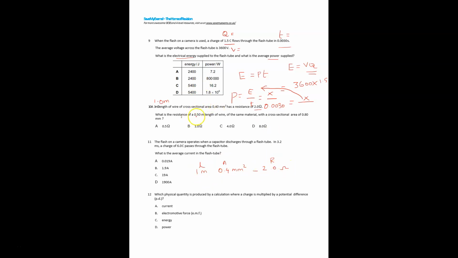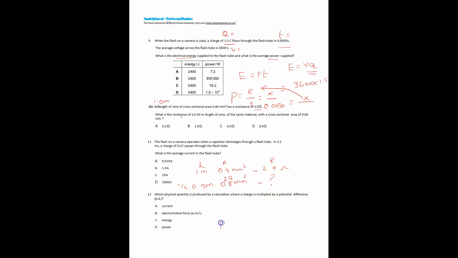Now the new wire has 0.5, which means the length is halved, and it is the same material, with a cross-sectional area of 0.8. 0.8 is the cross-sectional area, that means it is doubled. Length is halved and area is doubled. So what is the new resistance, they ask.